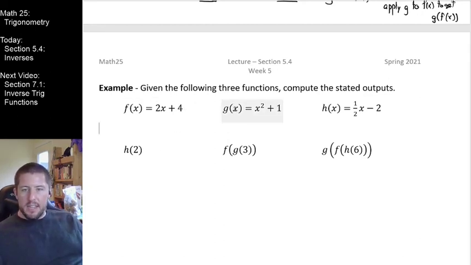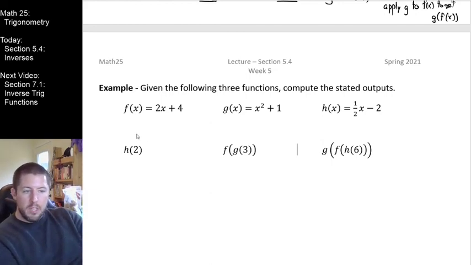The g machine is going to take in x. It's going to first square it, and then add 1 to it, and then spit it out, give you something. The h machine is going to take in x. It's going to divide it by 2, and then it's going to subtract 2 from that, and it's going to give you the result from that. What I want to know is what happens if we do some combinations of these things, right?